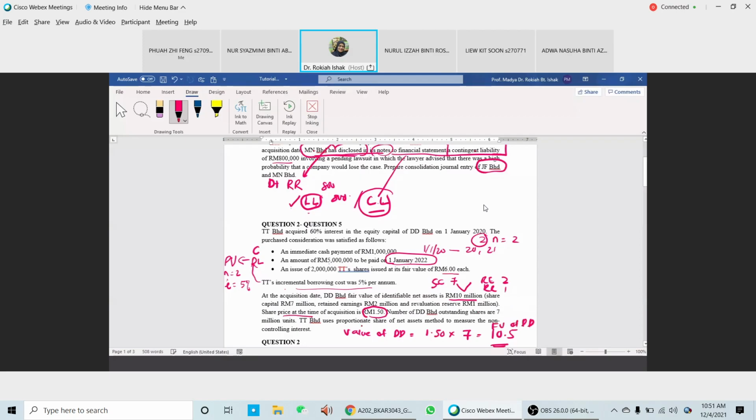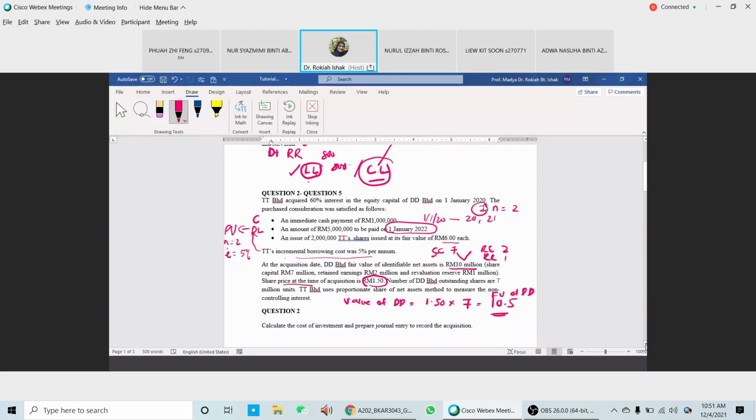I said that we need to use this information when the NCI is measured based on fair value. But here it says that TT uses the proportionate share of net assets to measure the NCI, which means that there is no goodwill for NCI. So this is the information that we have.